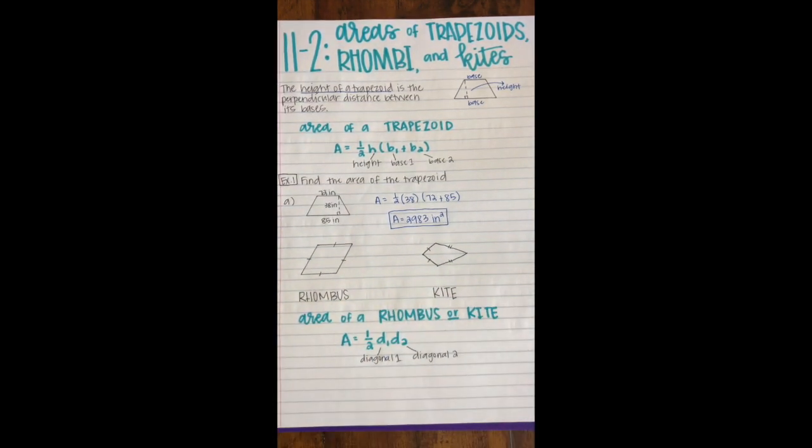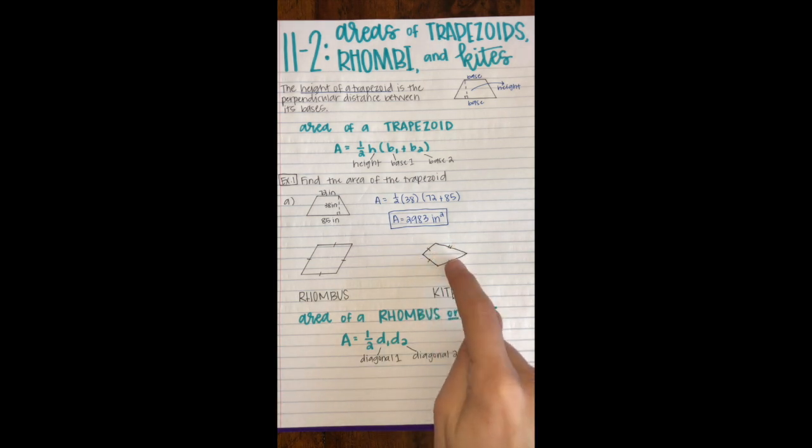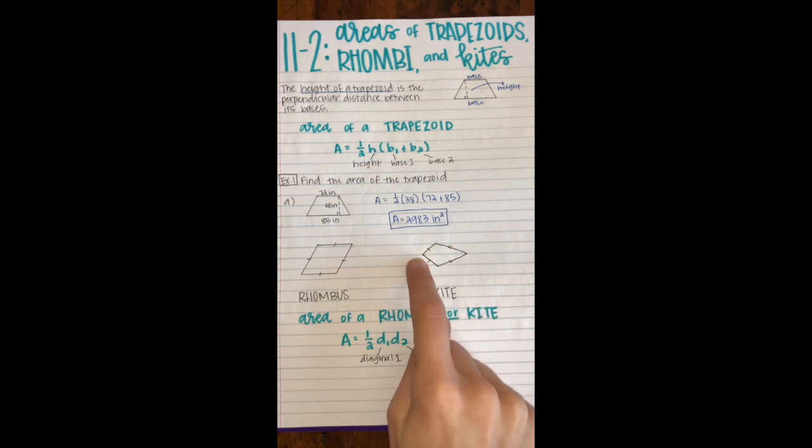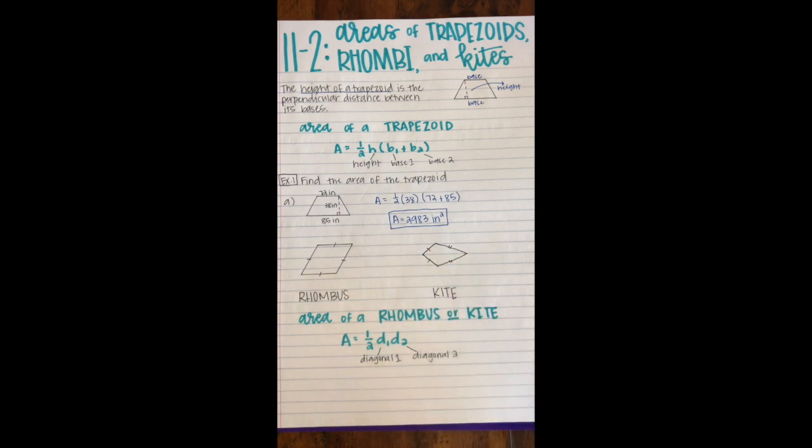Okay, so our next two shapes are the rhombus and the kite. Again, rhombi just means the plural of rhombus. For a rhombus, if you remember, it's just a slanted square. So all four sides are congruent and opposite sides are parallel. With a kite, it has two sets of congruent sides: the short sides are congruent and the long sides are congruent. They actually work the same way to find the area: you just do 1/2 D1 times D2, diagonal 1, diagonal 2.